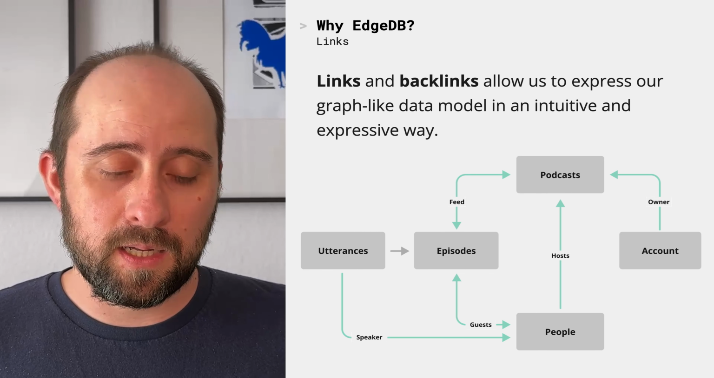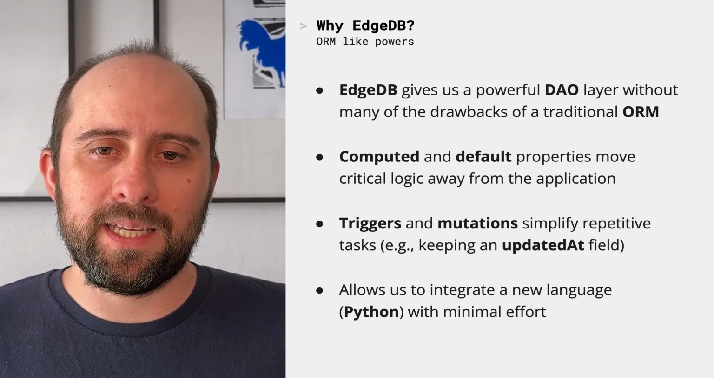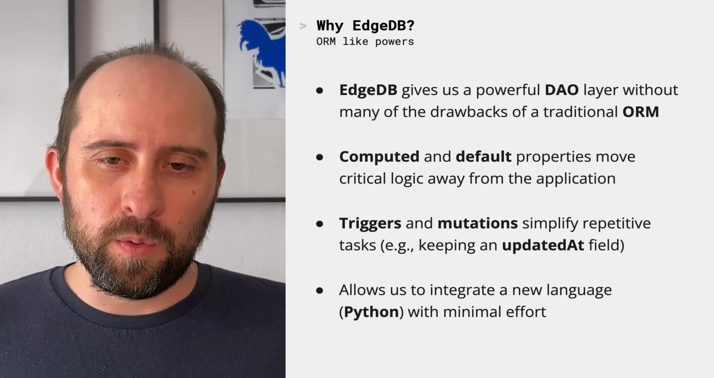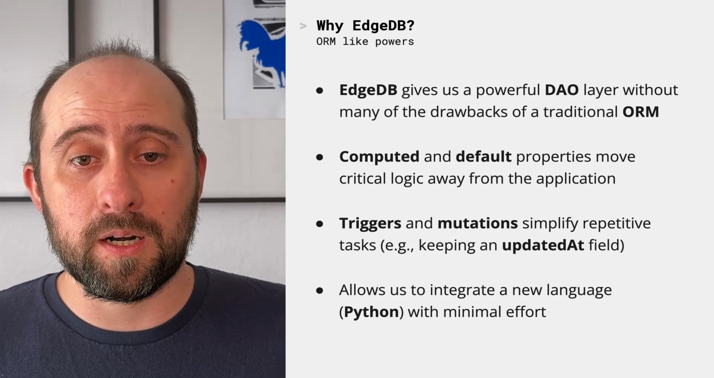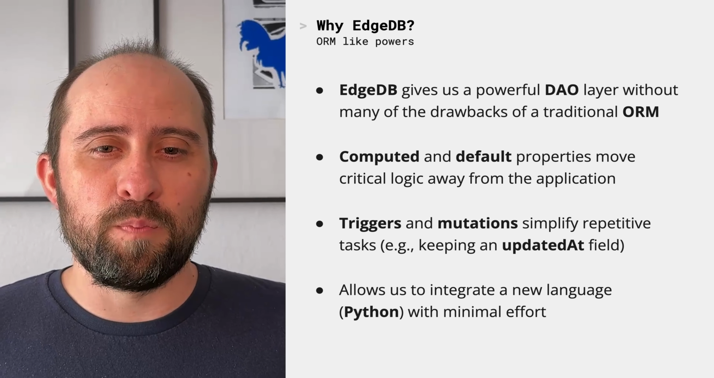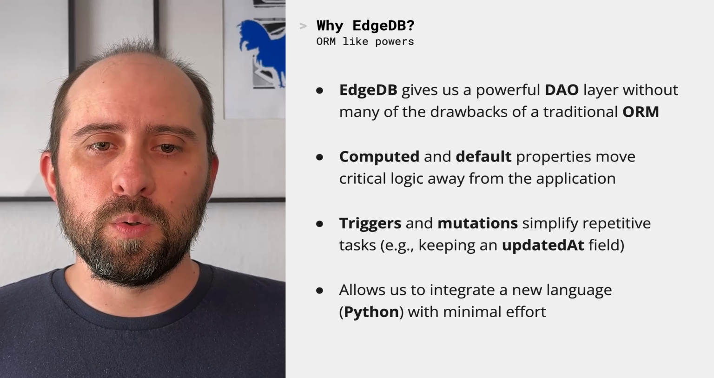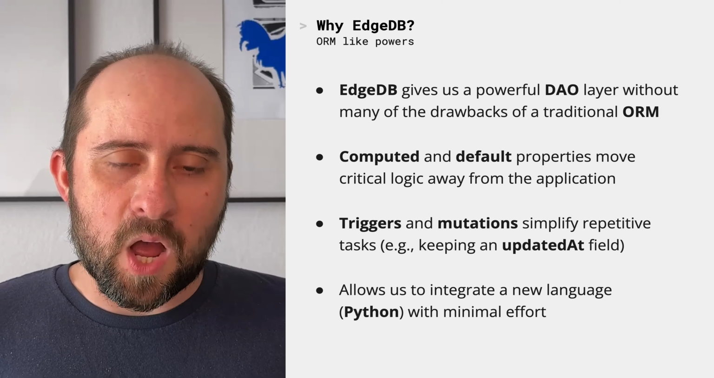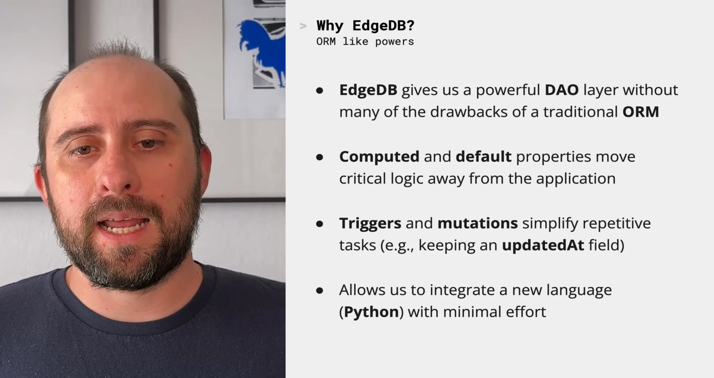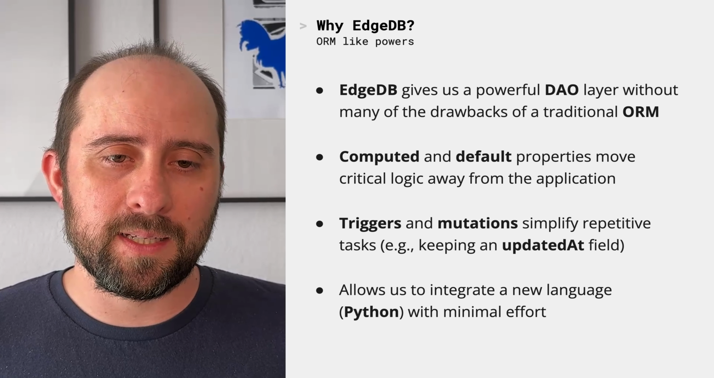And related to that is this ORM-like power that we get from EdgeDB. We talked about backlinks, but in general, it just gives us a very expressive data access layer without a lot of the trade-offs that we get from an ORM. We heavily use computed and default properties as a way to move critical logic away from the application. For example, a very common one for us is how many guests are in the show and how to define what the default value should be. They're not just simple properties, they can be more complicated than that.